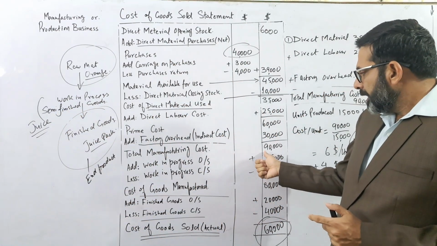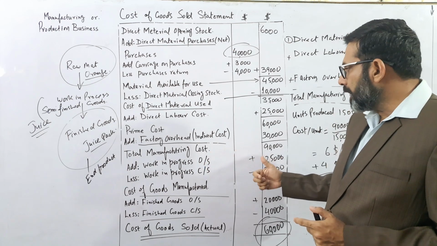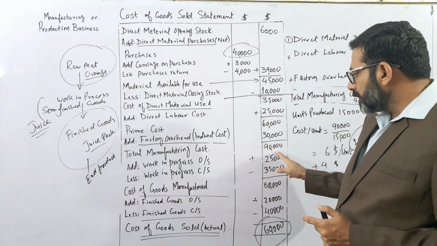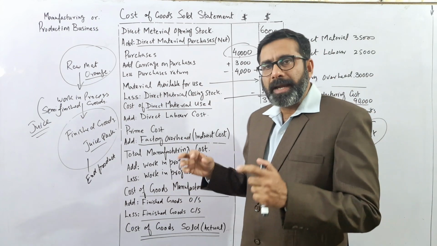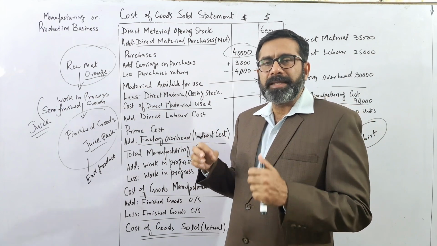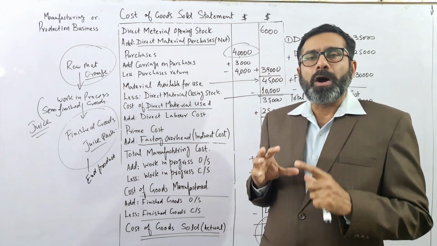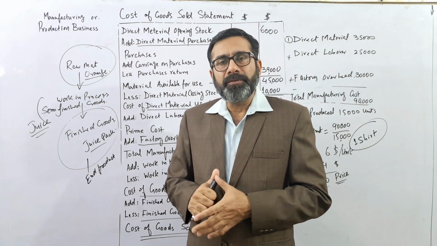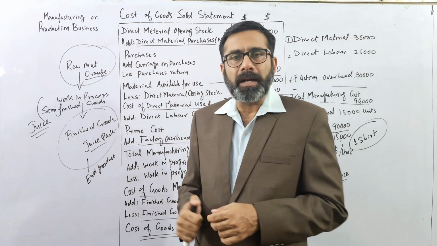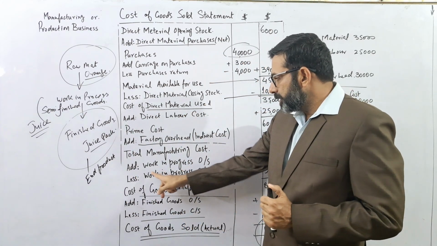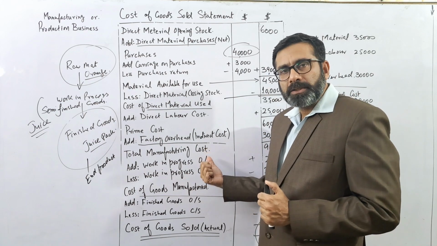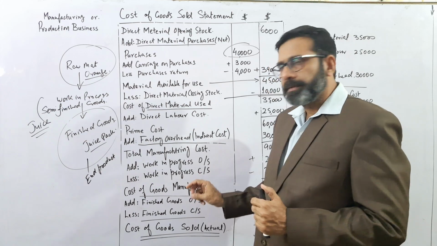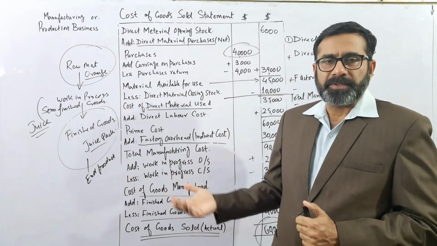We have calculated the 90,000 as the total manufacturing cost, which includes the material cost, the labor cost, and the overhead cost. Now the total cost is there. Now we will see, at the end of this month or financial period, how much is the finished goods and how much is the work in process. Any work in process available at the start of this period, the opening stock, will be added, and any work in process closing stock will be subtracted.